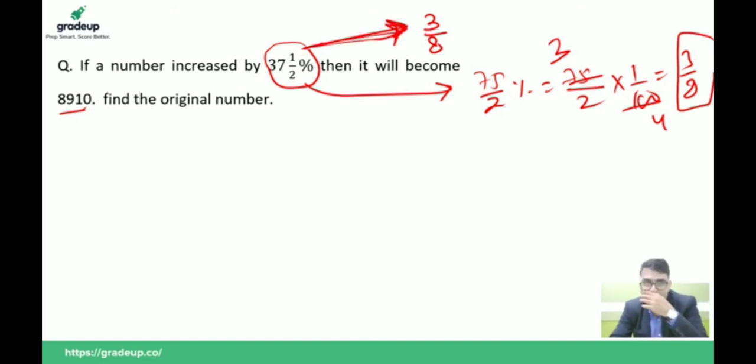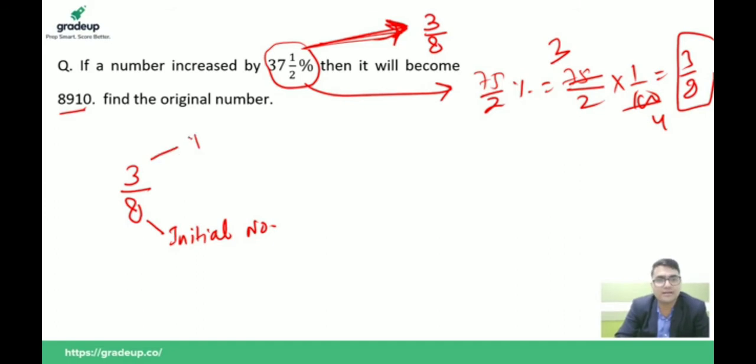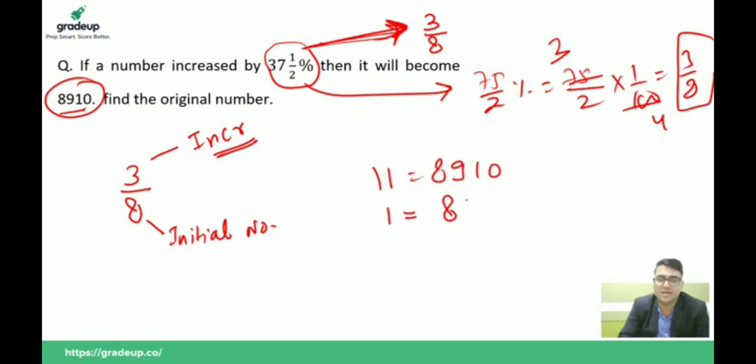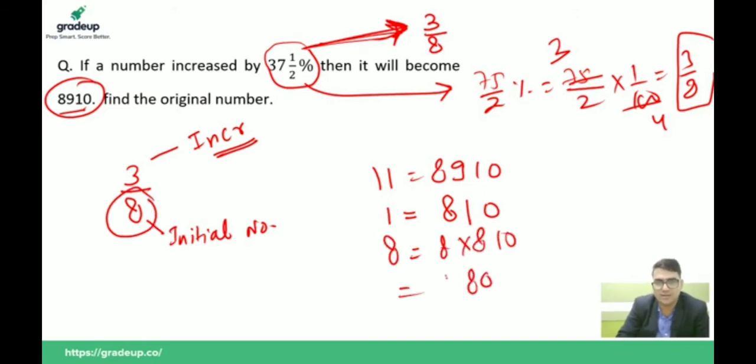All right, guys. Now listen. 3 by 8 increment means if initial number is 8, then it is increased by 3. Then number become 11, and in this question number become 8910. Then 11 units is equal to 8910, so 1 unit is equal to 810. Then we have to find the initial number. Initial number is what? 8. 8 will be equal to 8 into 810, that is 6480. The right answer.